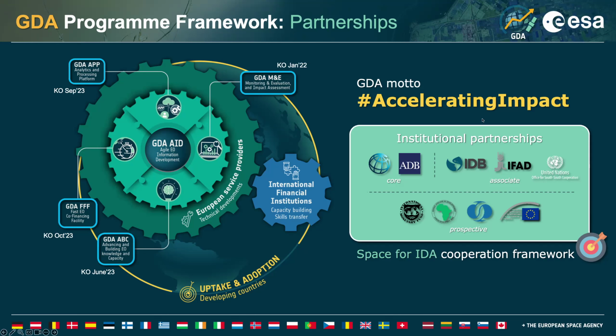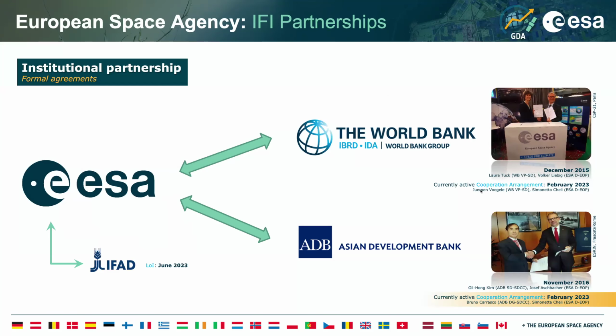As I was saying, this is done in partnership. We have two core partners, the World Bank and the Asian Development Bank, and some associate partners like the Inter-American Development Bank, IFAD, and the UN Office for South-South Cooperation. But we also have other collaborations with institutions like the IMF, the African Development Bank, the European Investment Bank, and so on.